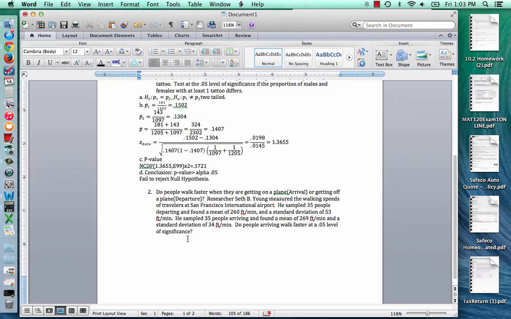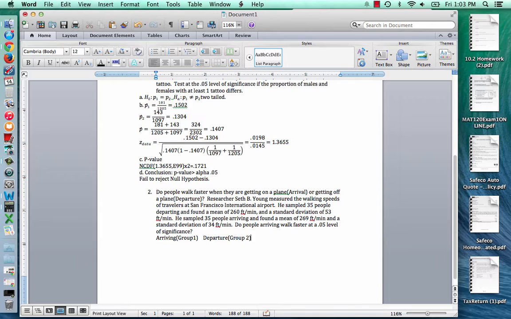So this is saying, do people arriving walk faster? So a lot of people are going to think this is a right tail. Well, that would be true if you set up the people arriving as group 1. So that's exactly what I'm going to do, even though that information came second, because it's easier to translate the words when they say walk faster. That means greater. So arriving is going to be group 1, and departure is going to be group 2.